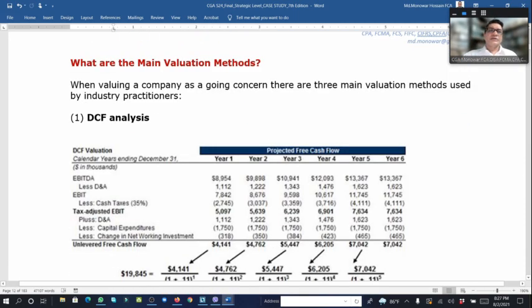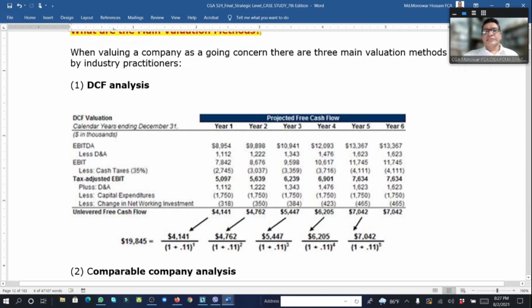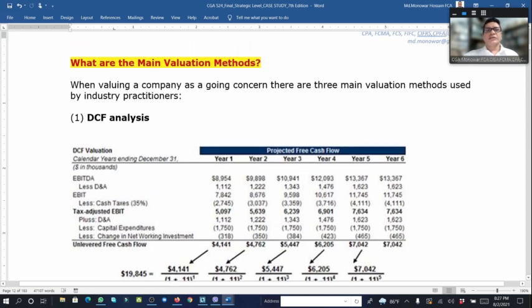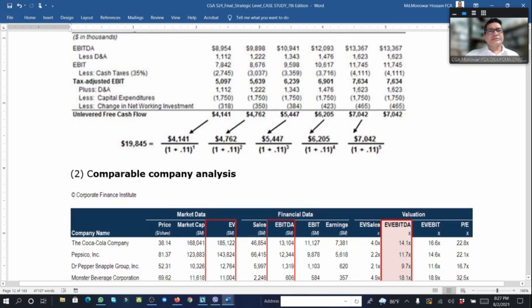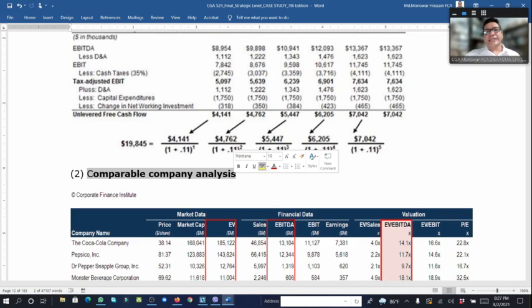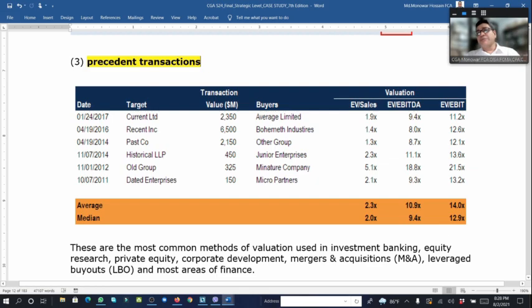Look here, if we see what the main valuation methods are, it is our norm that we know the DCF analysis. When valuing a company as a going concern, there are 3 main valuation methods used by industry practice. So what are those 3 main valuation methods? One is discounted cash flow analysis. Another is comparable company analysis. Another is precedent transaction, or the previous transaction.